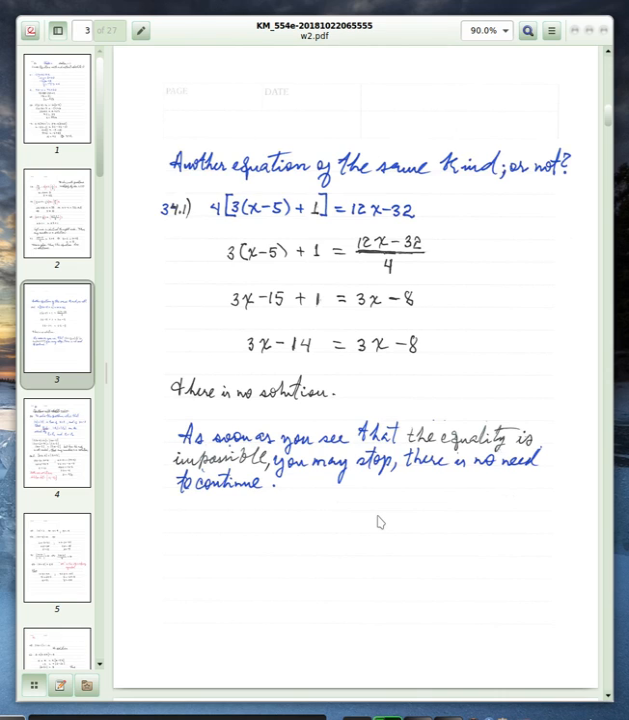I say this because sometimes students tell me, how far do I have to go? Do I have to get 0 equals x or 1 equals 7 or whatever else? And my answer is, as soon as you see that the equality is impossible, you can stop. You don't have to continue.